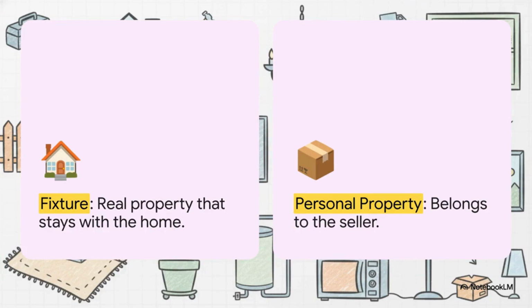Section 1, the simple truth, real versus personal property. So, here's the simple version. A fixture is real property. It's conveyed in a real estate transaction and stays with the property. Personal property, on the other hand, belongs to the seller and leaves with them when they move out. You want to lock these two foundational definitions into your memory.